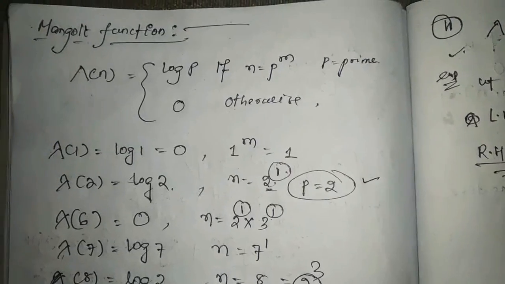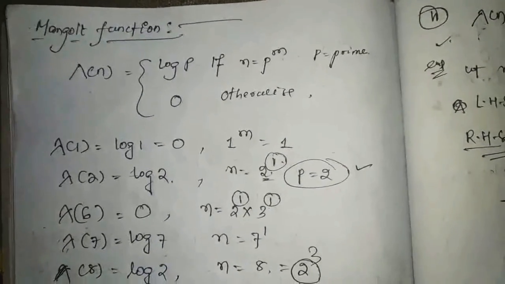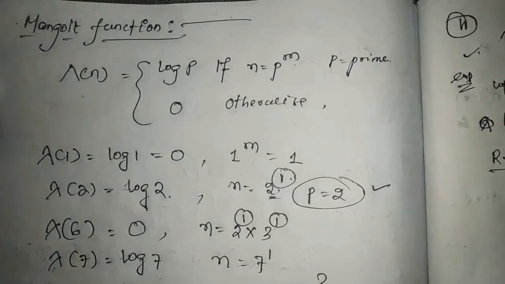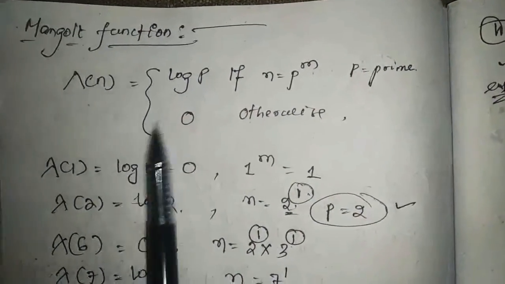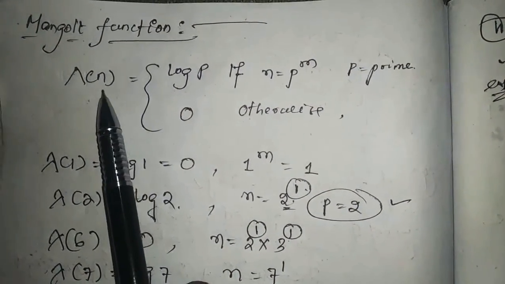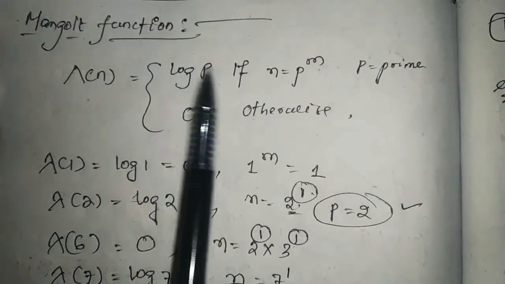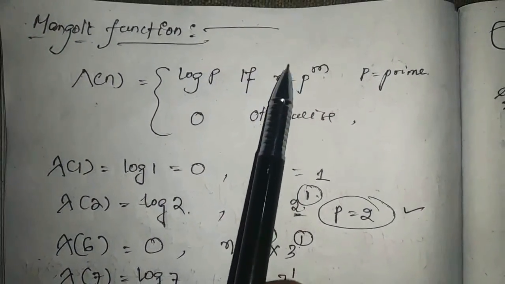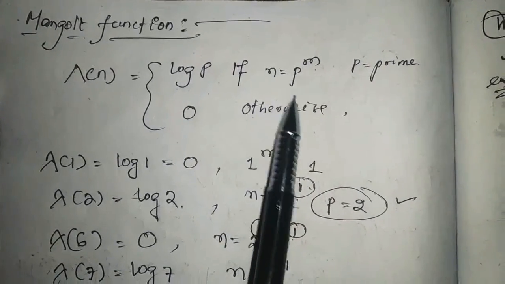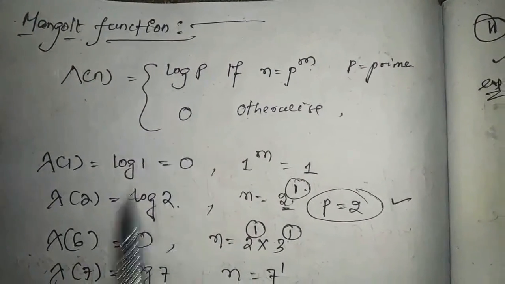It's another video on arithmetic functions. This was the Mangoldt function. It is denoted as capital lambda and is equal to log p if n is written in the form of p to the power m, where p is a prime, otherwise it gives 0.